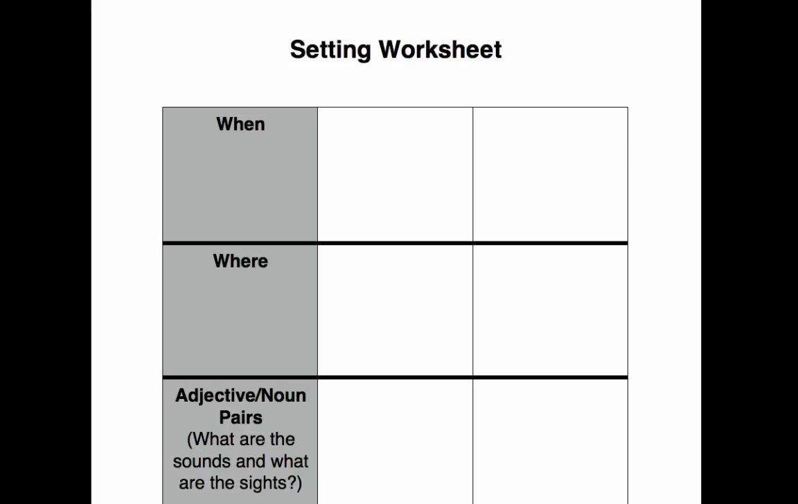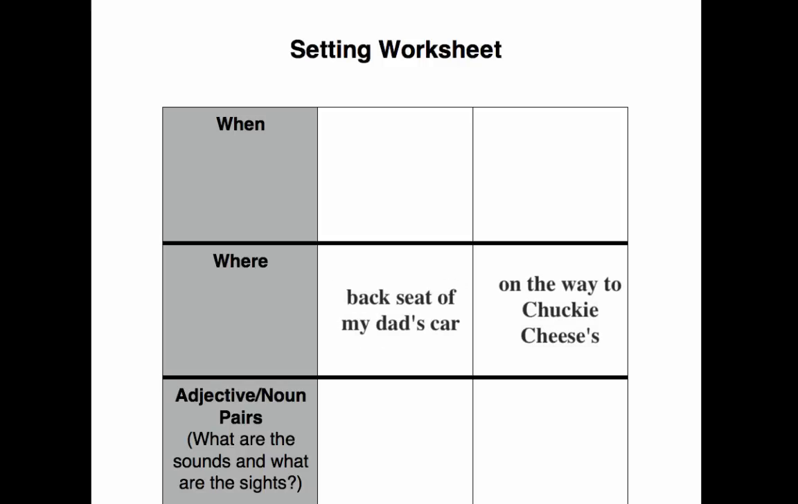The next elements to write down are the where. Where is your picture? Next to the big tree in your backyard? On the sofa, down in the basement? In the back seat of my dad's car on the way to Chuck E. Cheese's?